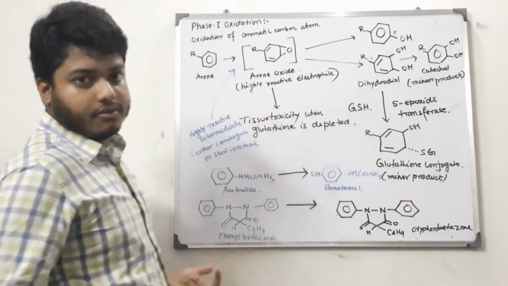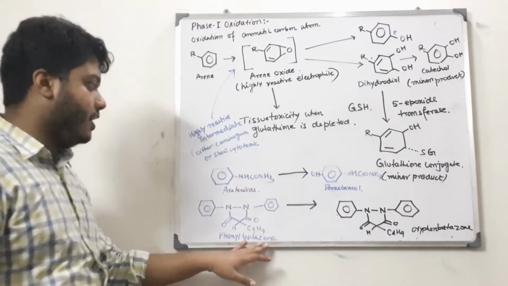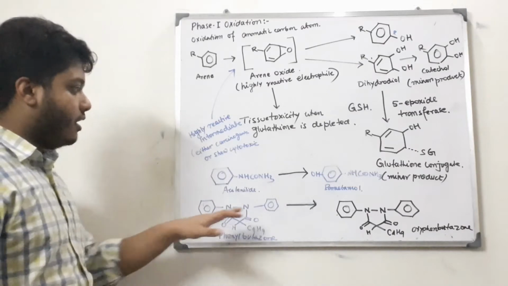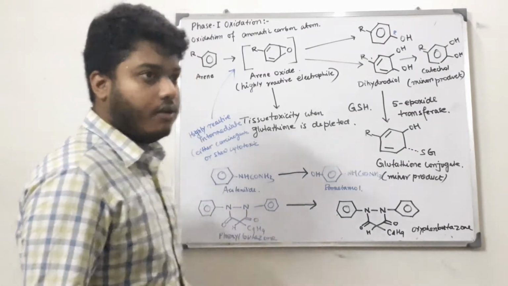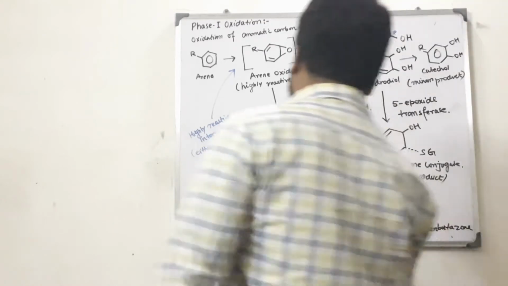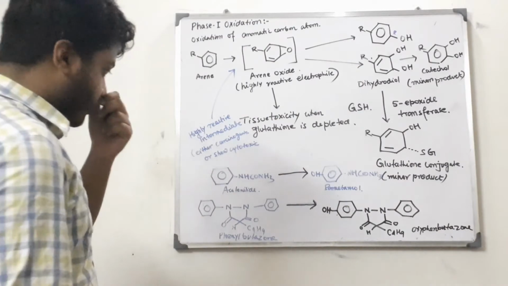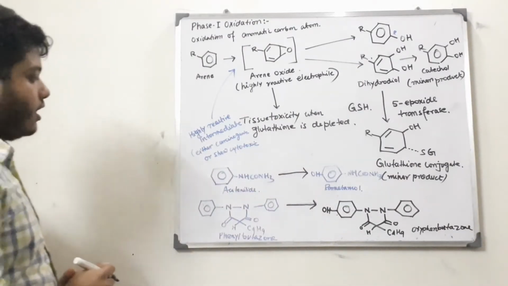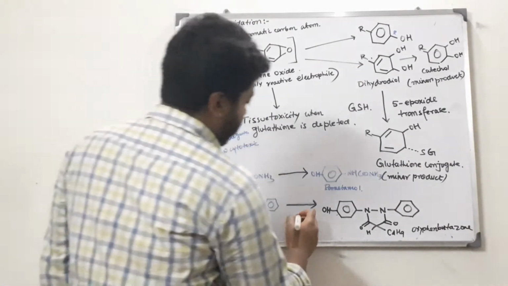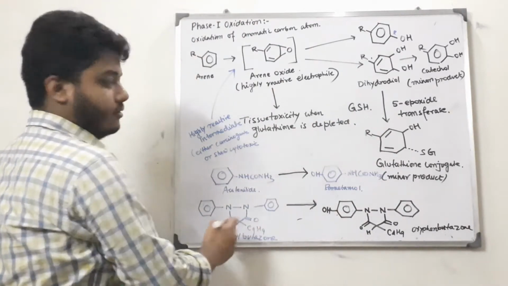Okay, so by what mechanism? By these mechanisms only. In the case of phenylbutazone, which is also an NSAID, what happens here? You can see also the para product. Here one thing is missing, it should be OH. That is oxyphenbutazone. So here also the hydroxyl product is formed.